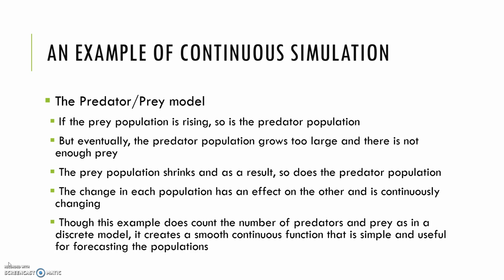But eventually, the predator population grows too large, and they end up eating too much of the prey, so there's not enough. Then the prey population shrinks, and as a result, so does the predator population. So the change in each population has an effect on the other, and it's continuously changing. At first I was a little confused because I didn't understand why this was different from discrete, but it does count the number of predators and prey like a discrete model, but at the end it creates a smooth continuous function that's simple and useful for forecasting the populations.